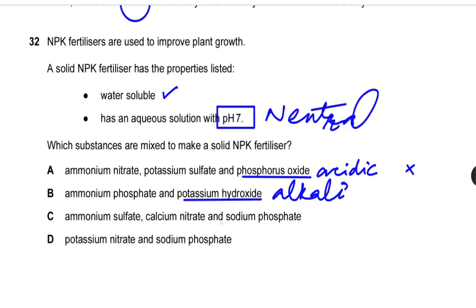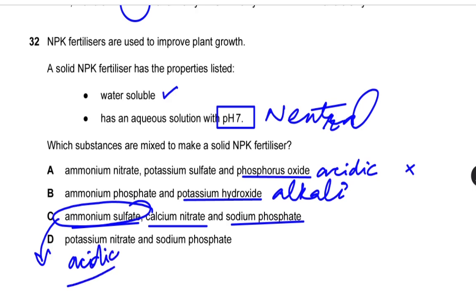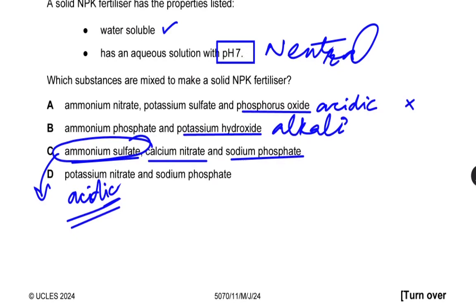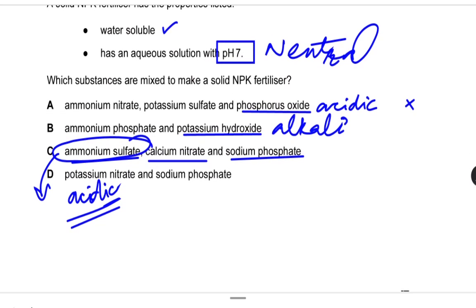Ammonium sulfate, calcium nitrate, and sodium phosphate. Ammonium sulfate, sodium phosphate, calcium nitrate. Okay, always remember that ammonium sulfate is a very important and tricky part. The examiner says in the examiner report that this question was not attempted correctly by many students. So look at this, how to solve it. Ammonium sulfate is acidic in nature. Let me give you the understanding of it. If I write the reaction here, it will clear your concepts as well.